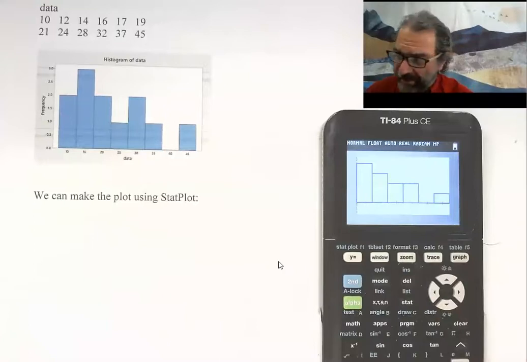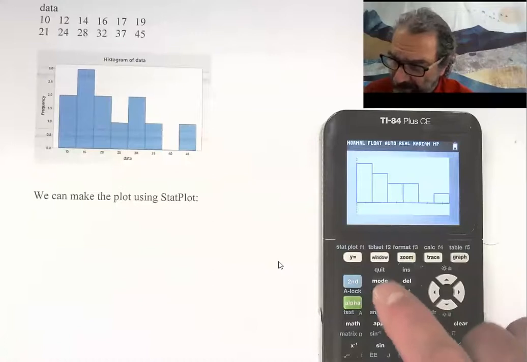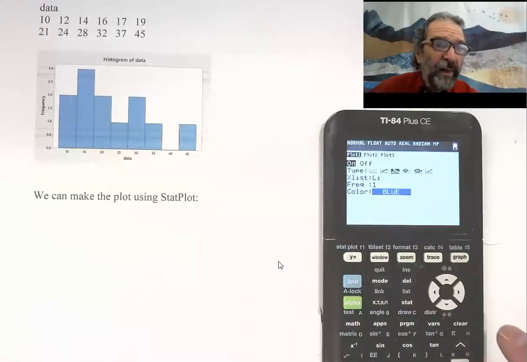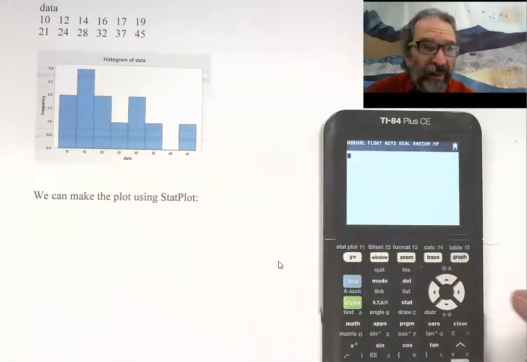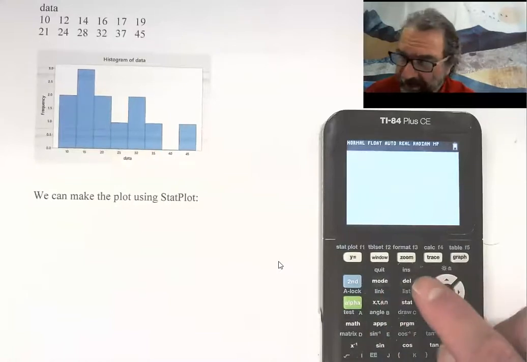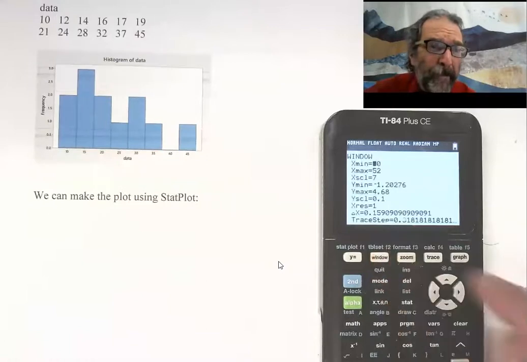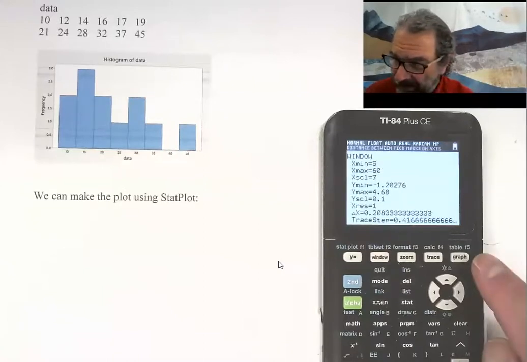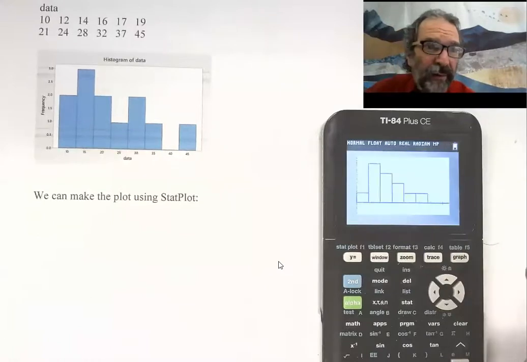Is it the right stuff? Let me take another look. Second stat plot, it's on. Yeah, list 1. Fine. Let's try quitting that. Let's try setting the window to a different size window. Let's go from 5 to 60. Then we'll hit graph, see what happens. There we go.